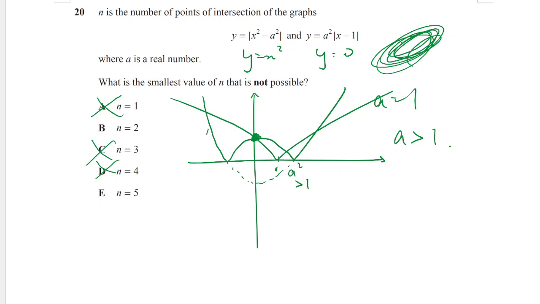So I've considered all the situations for a. I've exhausted all the situations for a. So therefore, n equals 2 doesn't seem possible at all. So therefore, the answer would be B.